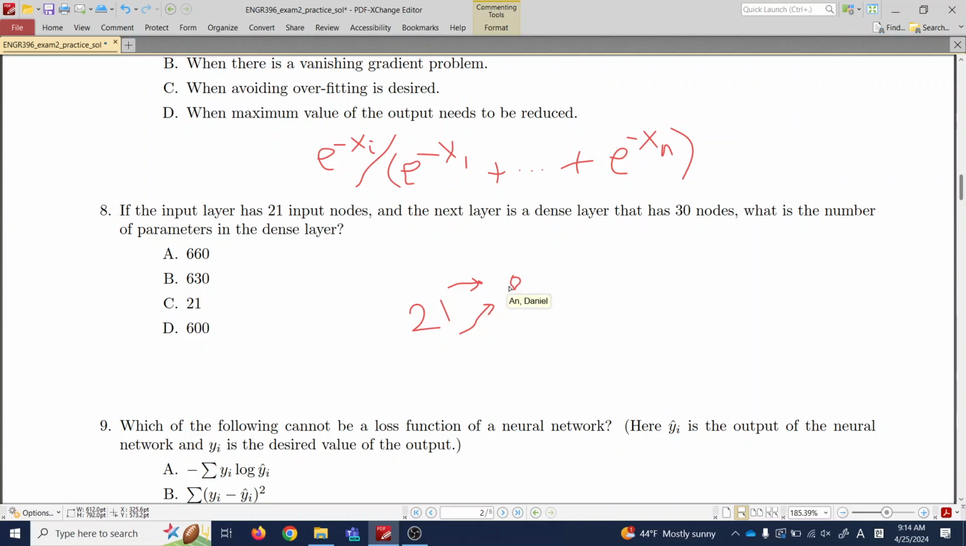There's only one bias per node, right? So every node here would have how many parameters? 20? No, 21 weights plus one bias, 22 parameters per node, okay? So what's the answer here? 660, because you have 30 nodes, right?